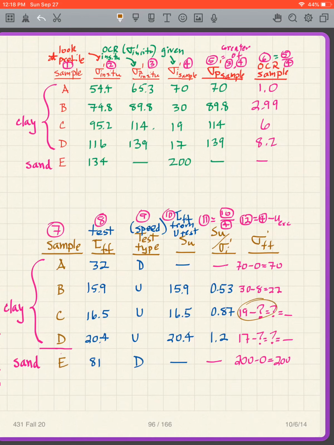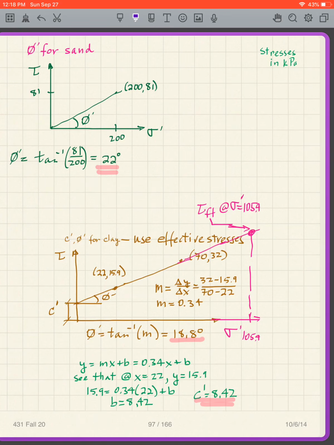Whoops. 19 minus question mark. I don't know what those are, so I leave those blank. But I do have the sigma prime FF for these 3 tests. And so with all that information, now I can plot these up.